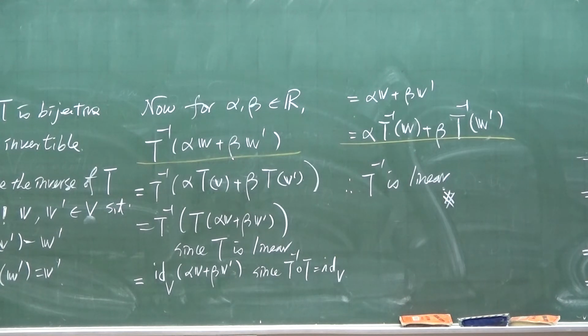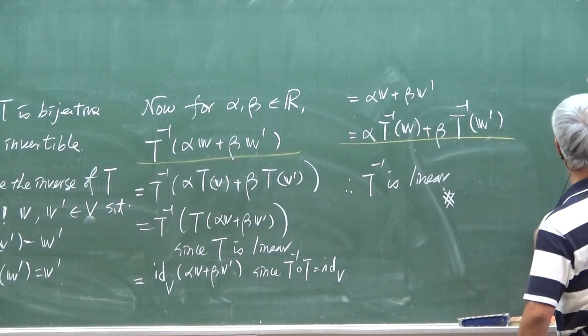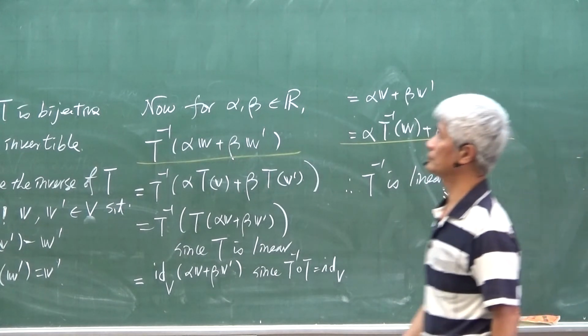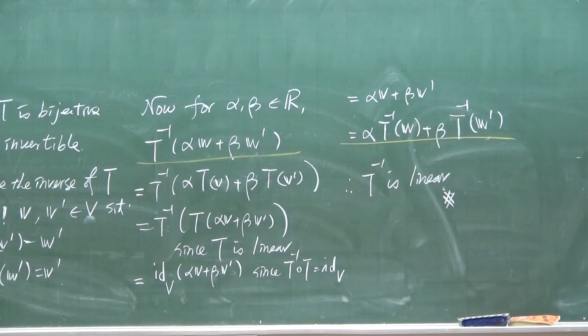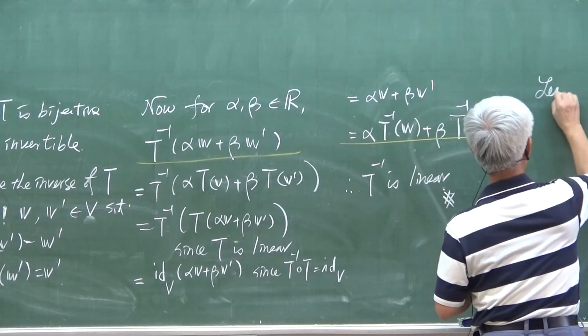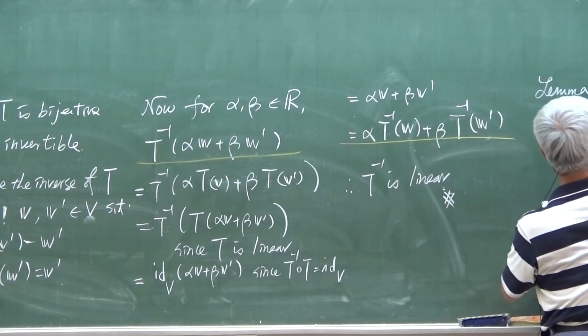Any questions? Okay. So let me say it again. In this theorem, the essential part is that for any bijective linear transformation, its inverse is also a linear transformation, and it's also bijective, of course. Right, and then we also need another supplemental lemma.